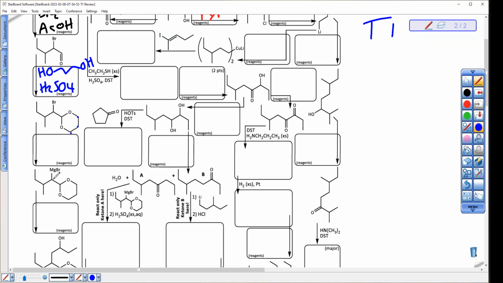My computer's doing weird stuff. I hope we didn't lose our connection there. It just went off and on. I'm sorry.